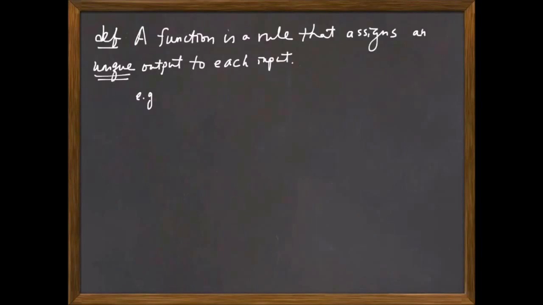A function is a rule that assigns a unique output to each input. For example, if I write f of 2 equals 4, then f is the name of the function, which also describes the action that this function does to its input. The number 2 is an input to this function, and the number 4 is an output to this function.